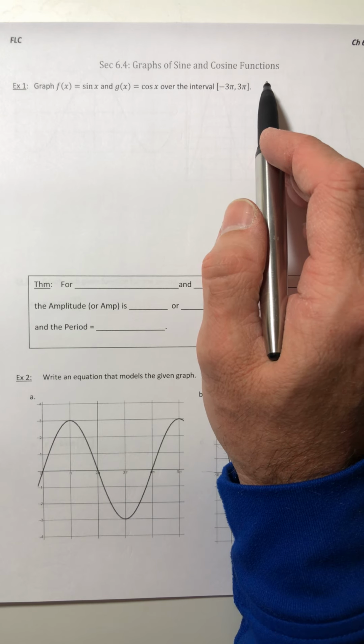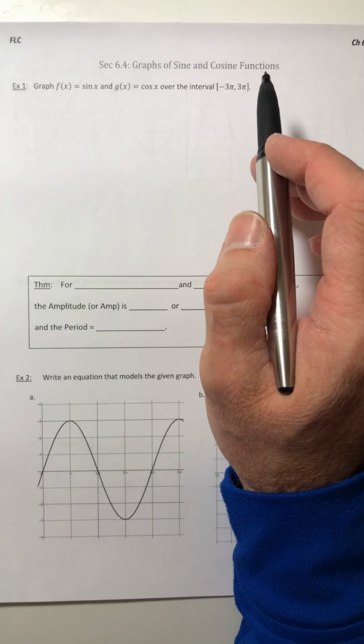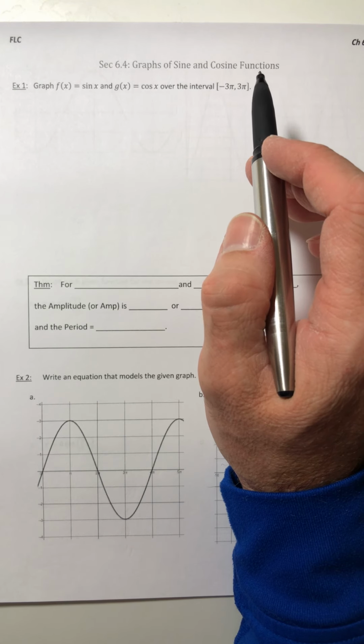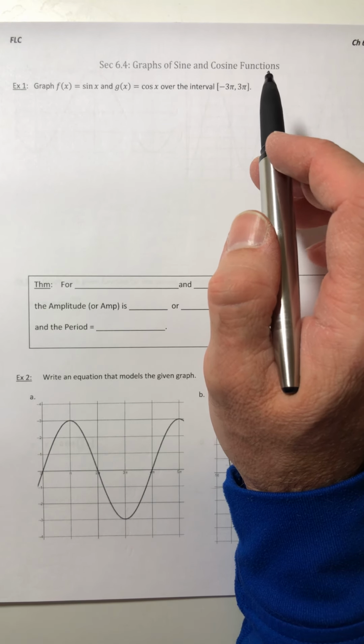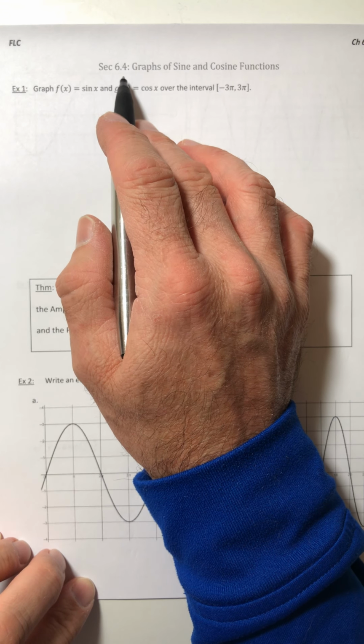Just on a side note, sorry if it was a little confusing on the last section. I forgot that the last video I did was the last part of the section. Whoops. Oh well. Okay, so anyways, section 6.4.